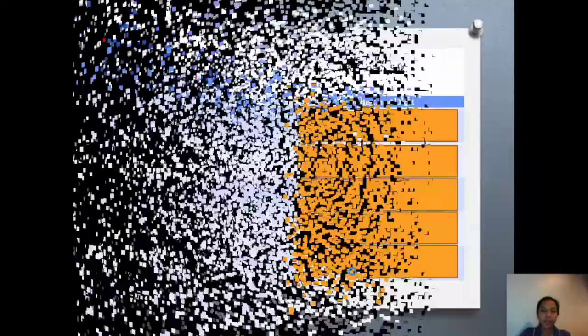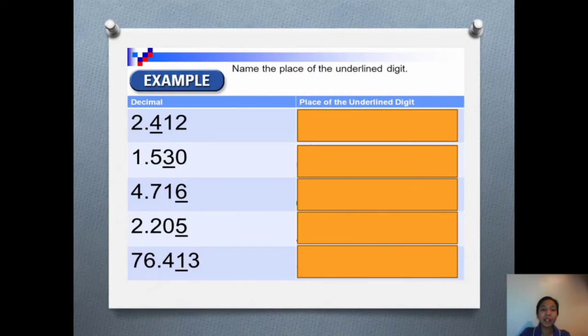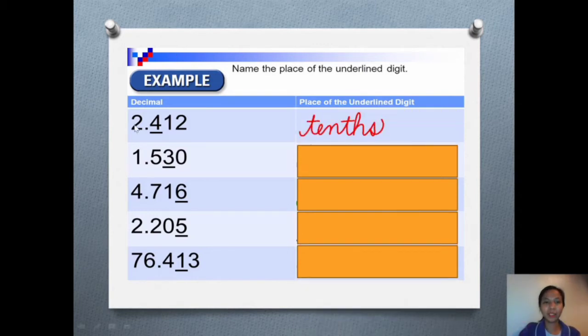Now, I'm going to ask you the place value of these examples. What do you think? Alright, what do you think the place value is? So the place value of 4 here, what is the place value? Alright, I guess you got the correct answer. It's tenths, with TH, because it is after the decimal point.